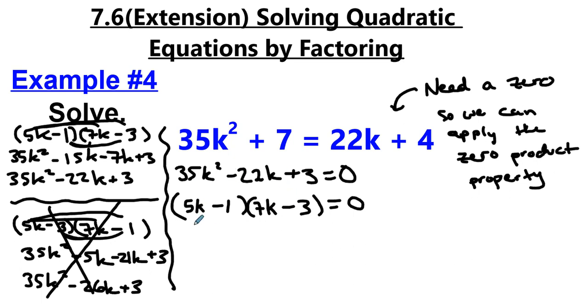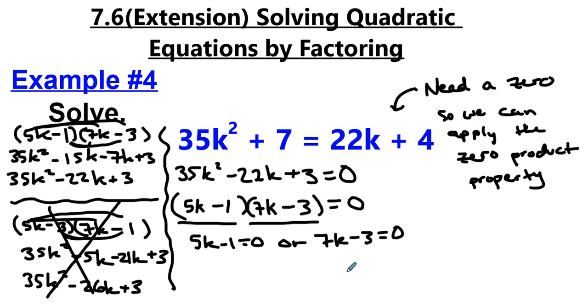And now that we factored it, we will apply the zero product property. If we're multiplying two factors together, getting out a 0, one of those factors must equal 0. So either 5k minus 1 equals 0, or 7k minus 3 equals 0. Solve those two equations to get your answers. So add 1 to the other side, we get 5k equals 1. Divide both sides by 5, we get k equals 1/5. And yes, that's okay to get fractions as answers. Add 3 to the other side, so we get 7k equals 3. And divide by 7, we get k equals 3/7.